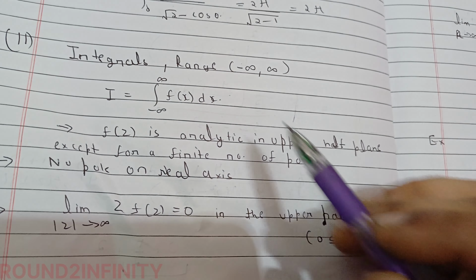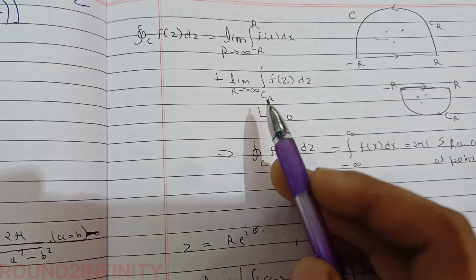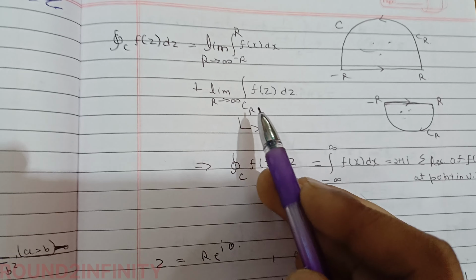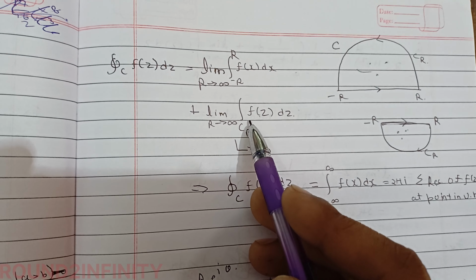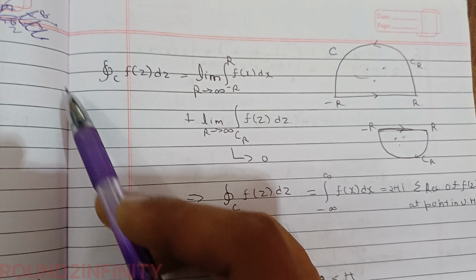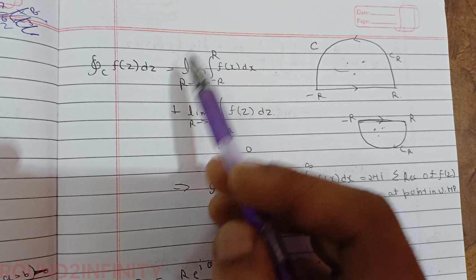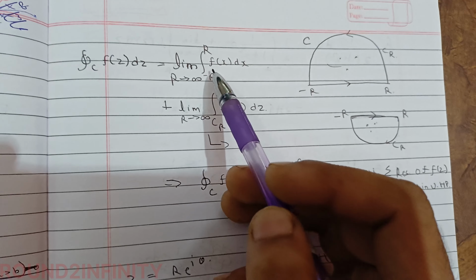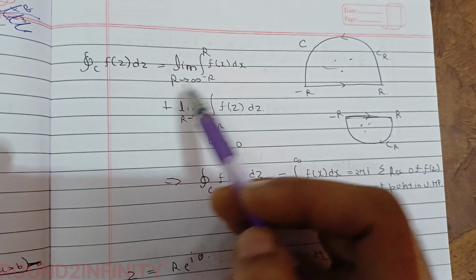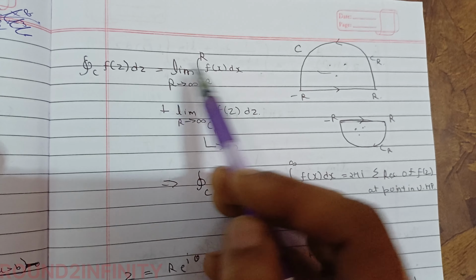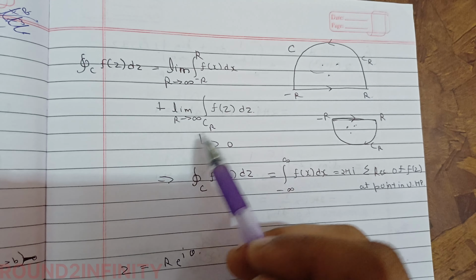So when these conditions are satisfied, then this second part will always be 0. Only when these conditions are satisfied will this part be 0. So whatever you get from here, the integral will be equal to this integral, and we need to find this integral, because it is nothing but the integral from minus infinity to infinity of f(x) dx. So we'll solve only for this and we'll get the same result, and this will be 0 because these conditions are satisfied.